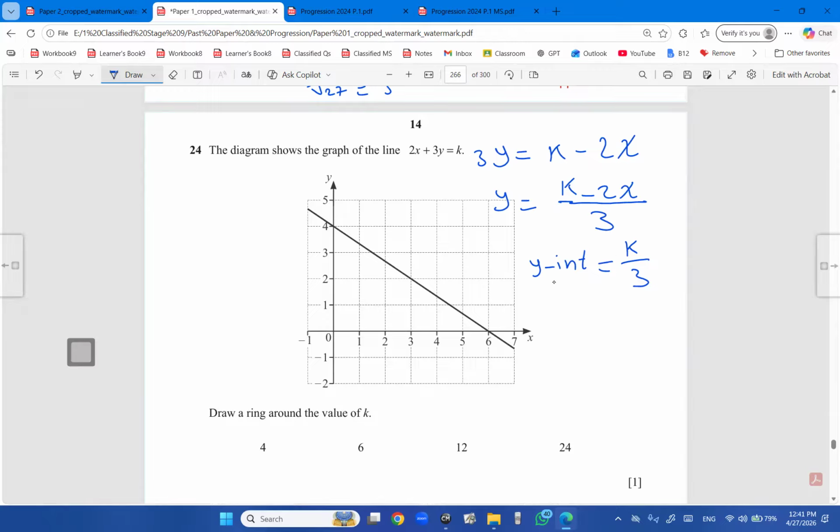What is k, mister? Look at the graph. What is the y-intercept? Oh, mister, the y-intercept is 4. Look, it crossed the y-axis at 4. So I'm going to remove y-intercept and write 4 equals k over 3. What is k? What divided by 3 gives you 4? Instead of division, we use multiplication. k is 12, mister.